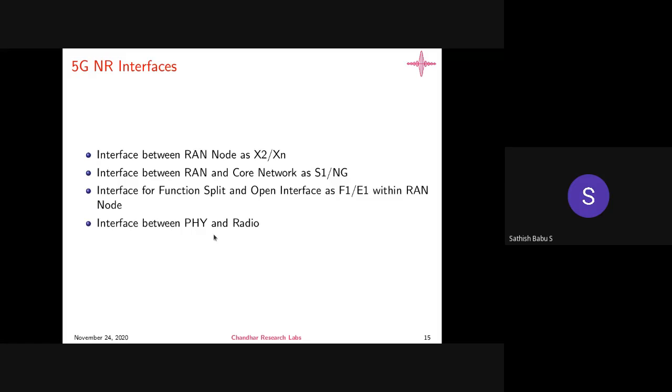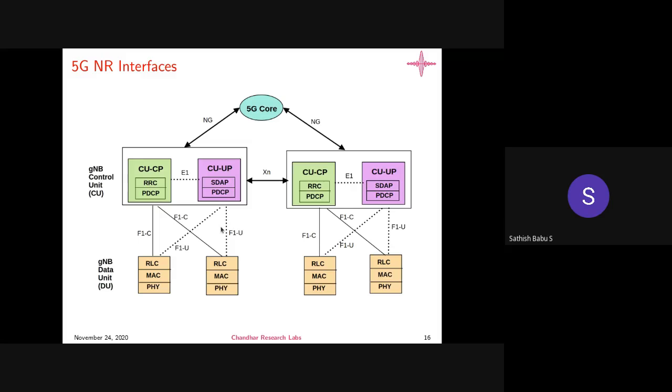In 2G and so on, you will be talking about some air interfaces. That air interface comes under this fourth classification. With this, now you see this diagram. The entire 5G core network I circled as the core network. This NG is the first interface, between my core network and my access network.